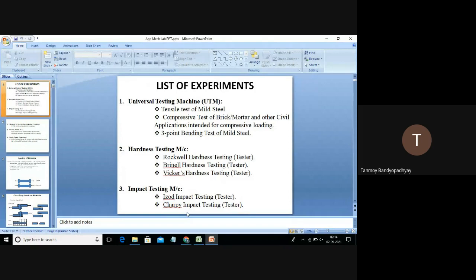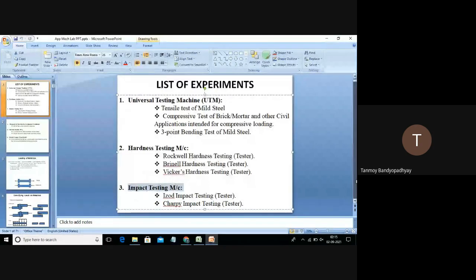And third one is an impact testing actually. So impact testing is where the load is being applied in an impact fashion, or for a very short duration actually. So whenever you are doing a UTM machine test actually, here the load is being applied gradually. And whenever you are doing an impact test on the specimen, the load is being applied in an impact fashion, or the load is acting for a very short duration of the time. So this is the third experiment.